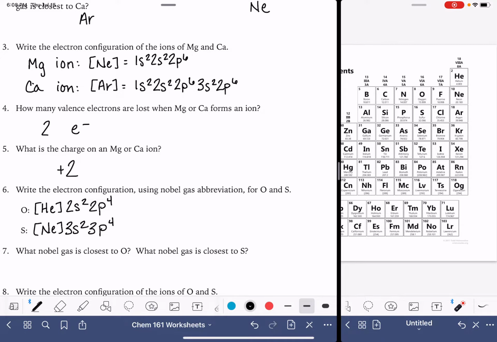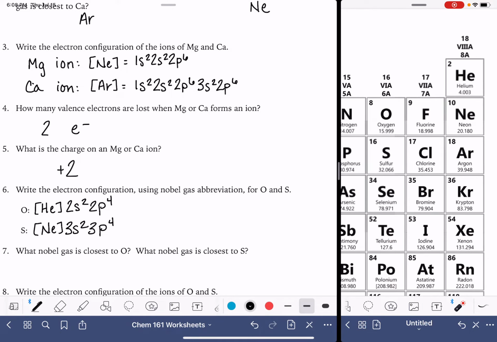Which noble gas is closest to oxygen? Remember, we're not necessarily going to pick the same noble gas that we did when we used the noble gas abbreviation. We want to look at oxygen, its atomic number is 8, and find the noble gas that has an atomic number as close as possible to 8. That's going to be neon. And for sulfur, atomic number 16, we want the noble gas closest to 16. That's going to be argon. So it's the same noble gases that we used for magnesium and calcium.